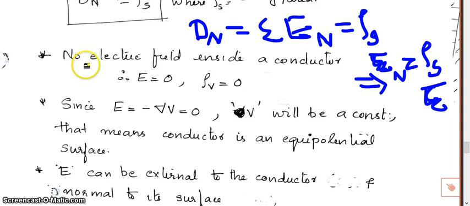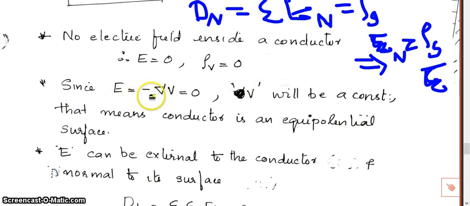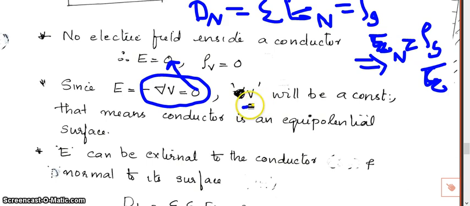Here are a few important points that you have to memorize. No electric field is inside a conductor. Therefore, E is equal to 0. Since there is no electric field, rho V will also be equal to 0. So volume charge density is equal to 0, right? And we know E is equal to minus del V, and that is equal to 0 because we have already learned that the electric field inside a conductor is 0. So if you consider these two conditions, minus del V equal to 0, then that means V will be a constant, isn't it?